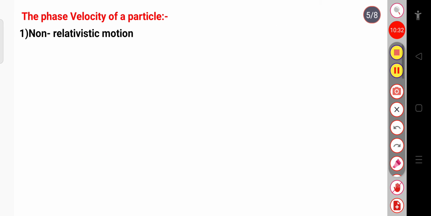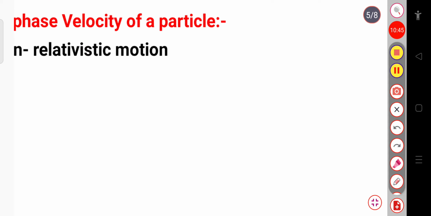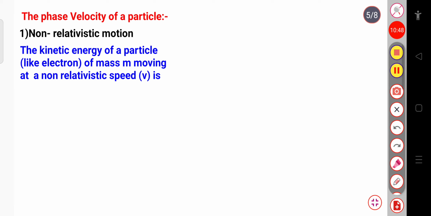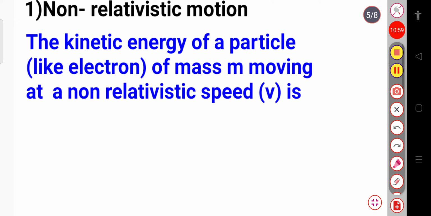Now we will see the phase velocity of the particle. For the first case we will see the non-relativistic motion, and in the second case the relativistic motion. So let us first calculate for the non-relativistic motion. Suppose we consider an electron of mass m moving at a non-relativistic speed v. Here we can write the kinetic energy E equal to half mv square, E equal to 1 by 2 into mass m into v square.